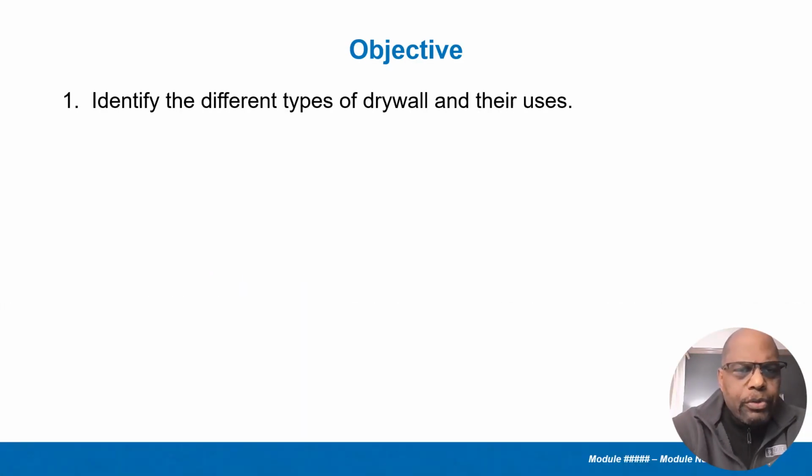The objective of this first part is just to identify different types of drywall and their uses. There's many different types based on the application, such as in wet areas, areas that you're looking for fire protection, and other things like that.